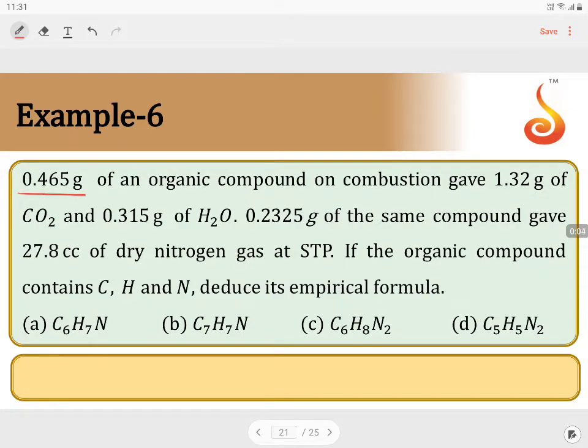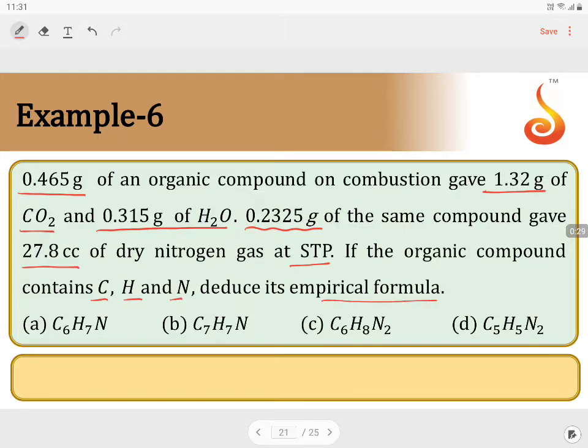0.465 grams of organic compound on combustion gave 1.32 grams of carbon dioxide, 0.315 grams of water. 0.2325 grams of the same compound gave 27.8 cc of dry nitrogen gas at STP. If the organic compound contains carbon, hydrogen and nitrogen, deduce its empirical formula.